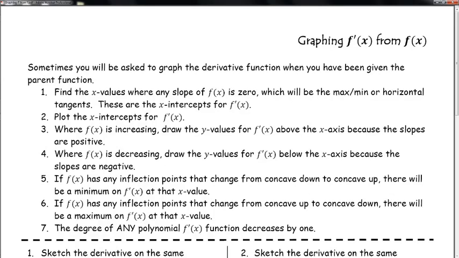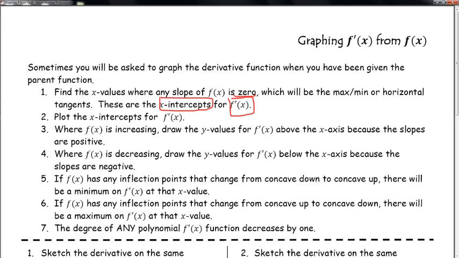Okay, sometimes you're going to be asked to graph the derivative of a function when you've been given the parent function. And so I gave you a list of steps. First, you want to find the x values of any slope where f prime of x is equal to 0. And where that's equal to 0, that means your f prime of x is going to have x-intercepts.